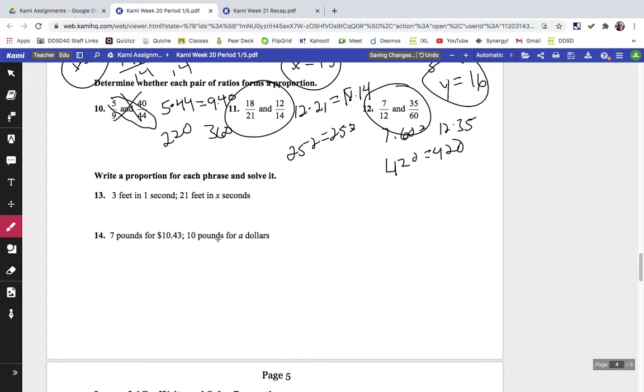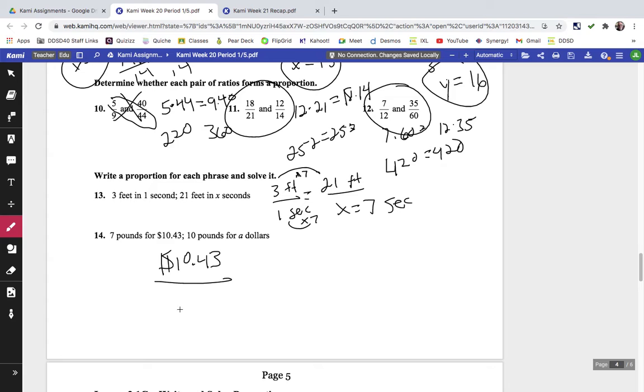Write a proportion for each phrase and solve it. 3 feet in 1 second equals 21 feet in x seconds. 7 times 3 is 21, so 1 times 7 is 7 seconds. I always put the money on the top: $10.43 for 7 pounds equals x for 10 pounds.